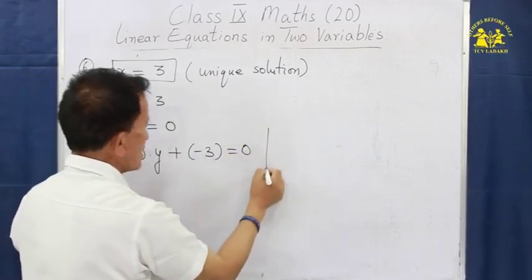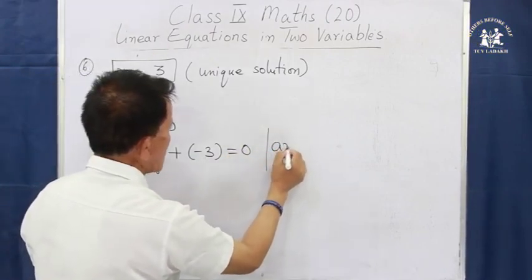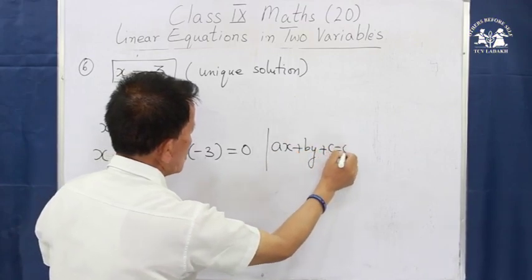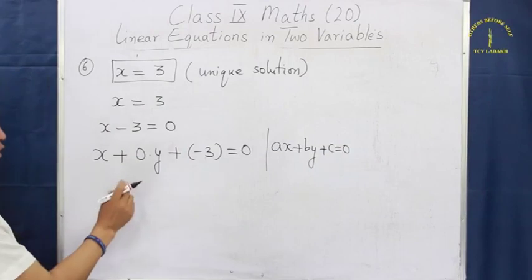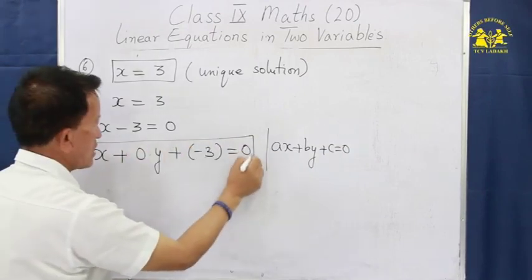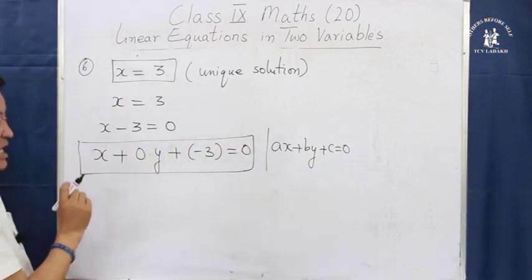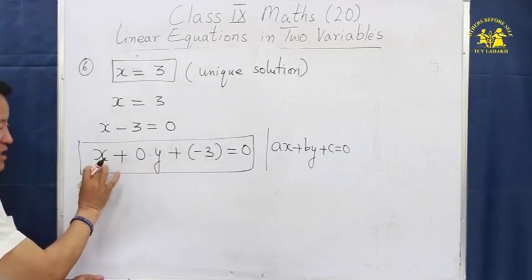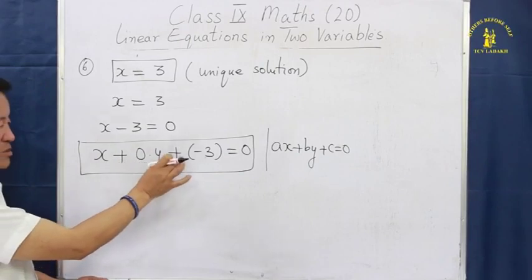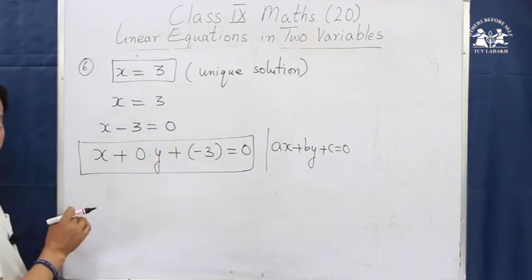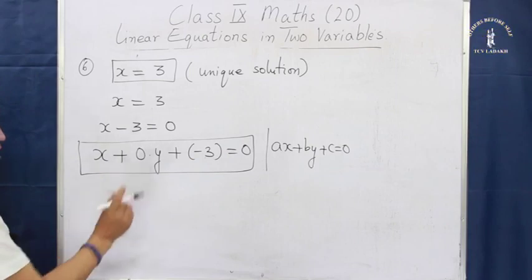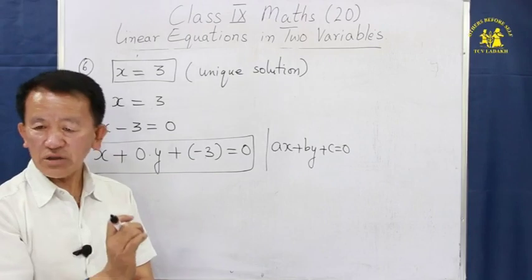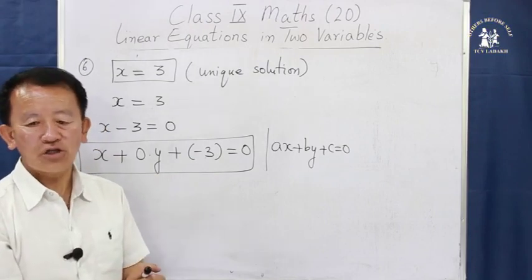Now this is exactly in the form ax plus by plus c is equal to 0. So if you look, now this is in the form of a linear equation, x plus 0 into y plus minus 3 is equal to 0. Right? Now, since it is a linear equation, it will have countless number of solutions. Now, how do we show?